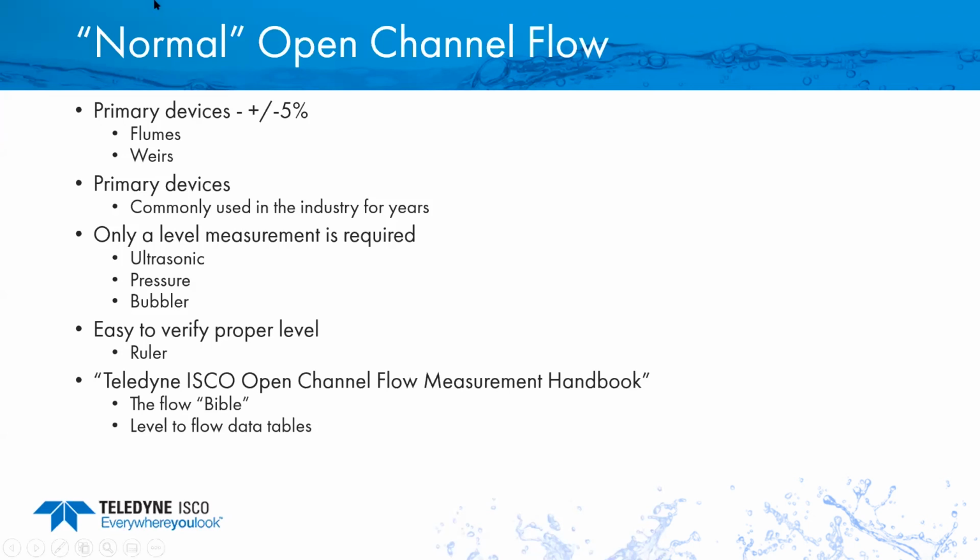The ISCO Open Channel Flow Measurement Handbook is a great resource. It is often referred to as the Flow Bible. It has a wealth of information related to a variety of primary devices and different flows. Then the latter half of the book is a myriad of level to flow data tables that one is able to utilize to validate the level and flow information that is being displayed on their meter.